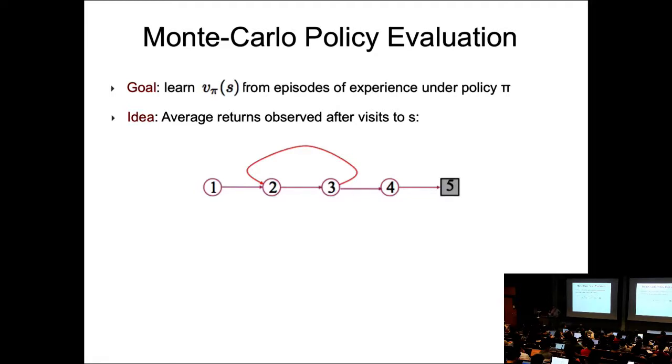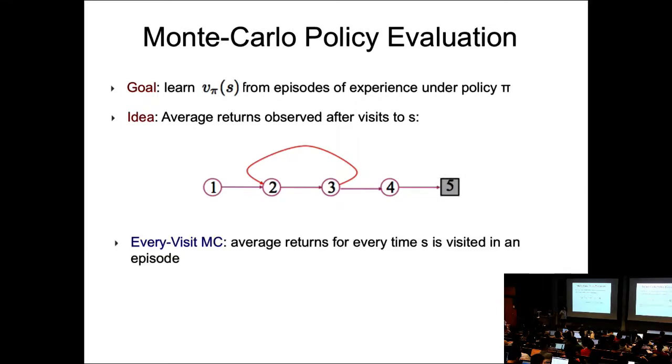So in terms of Monte Carlo policy evaluation, there are two things we can do. One idea is to average returns observed after visits to S. One idea is something called every visit Monte Carlo, which is to average returns for every time S is visited in an episode, right? So for example, you start at 2, you go to 3, you come back to 2, you go to 3, you come back to 2, and then 3 and 4, and then you reach your terminal state.